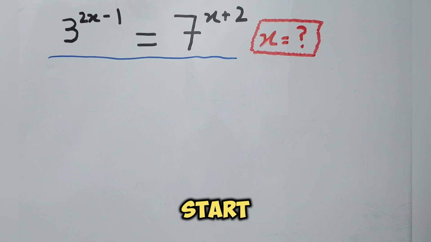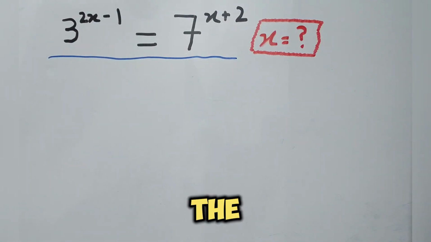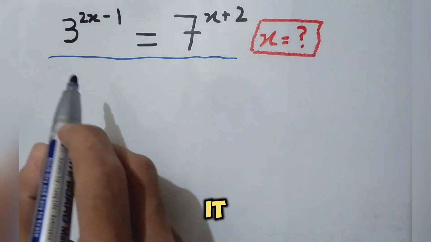To handle this, we take the natural logarithm on both sides of the equation, first on the left hand side and then on the right hand side. But why are we taking the logarithm? This is because logarithms allow us to simplify the powers. Okay, so let's do it.